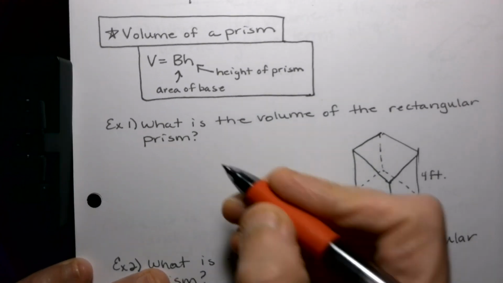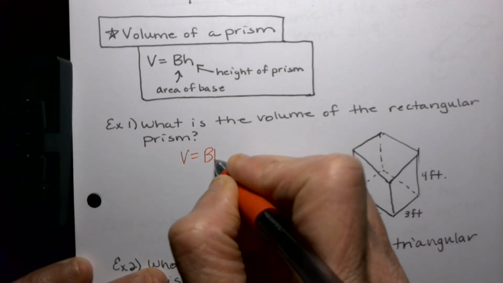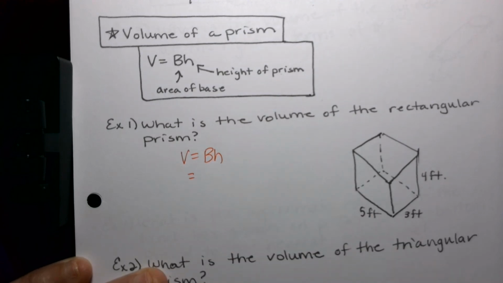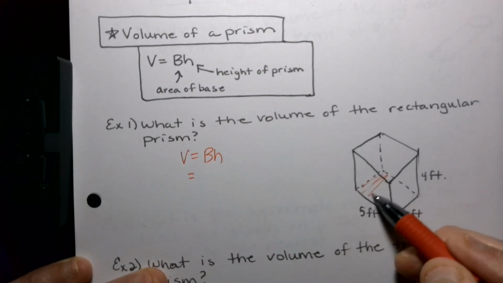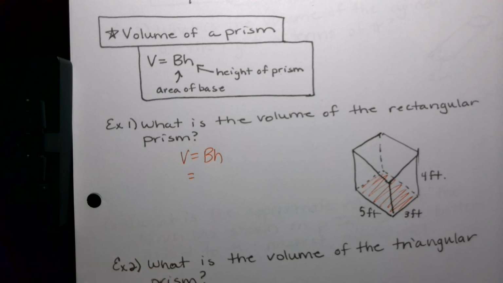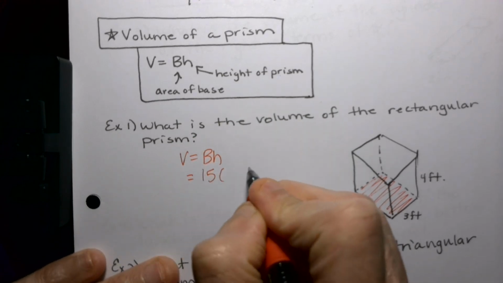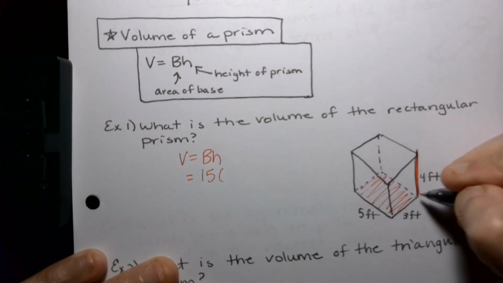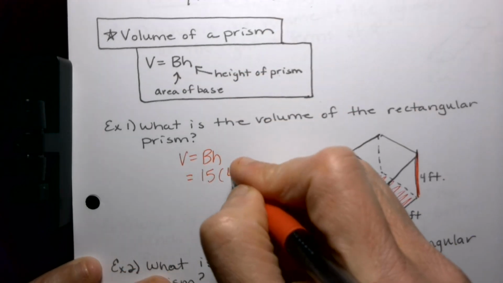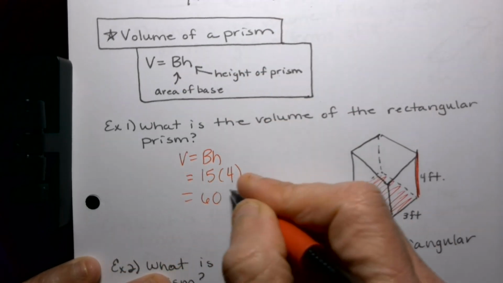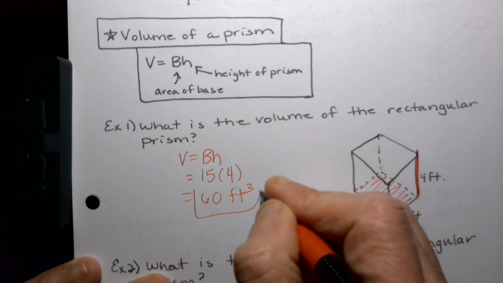All right, so we put our formula down as usual, and we need to get the area of the base, and here is our base. Actually, in a rectangular prism, it could work multiple ways. It could be different bases. You'll get the same answer. But as you can see, it's a rectangular prism. So 5 times 3 is our area of the base, which is 15, times the height of the prism, which is 4. And our answer is 60, and it is volume, so it is feet cubed.